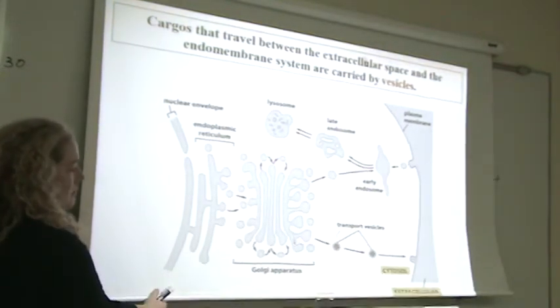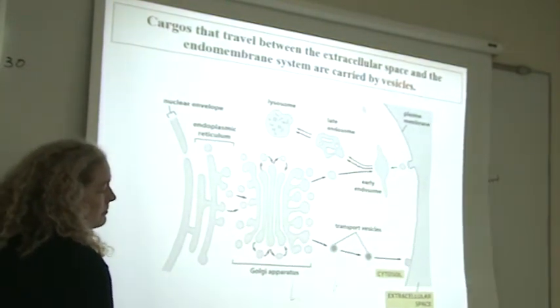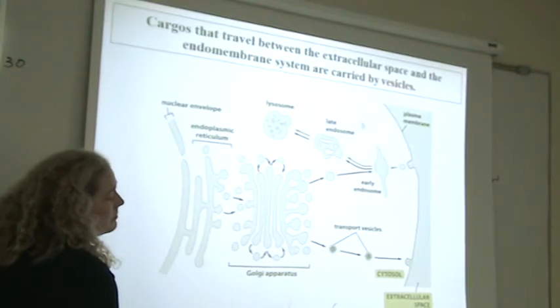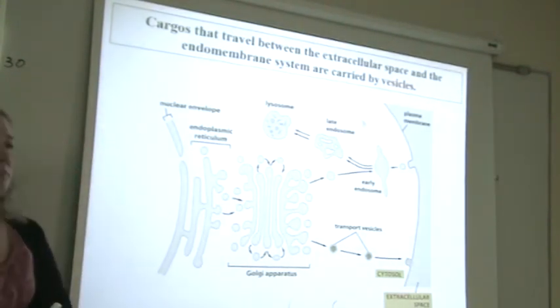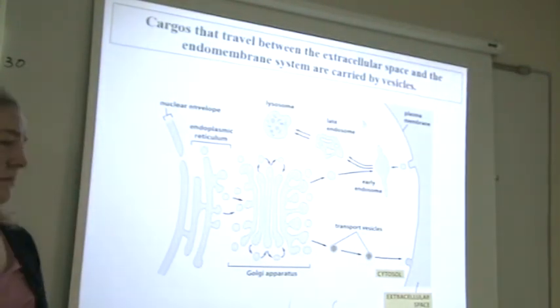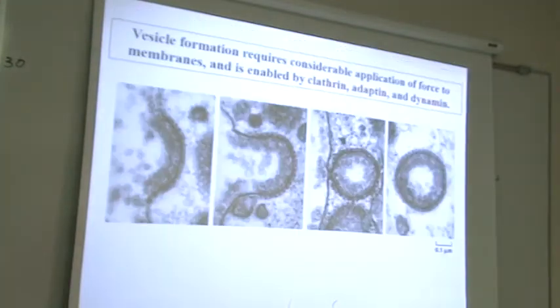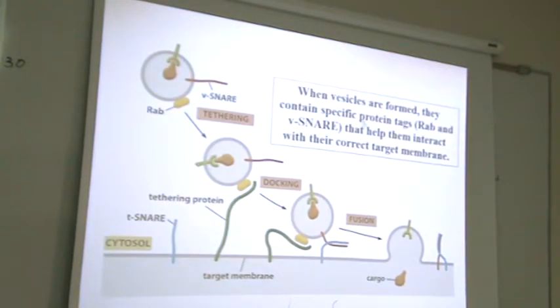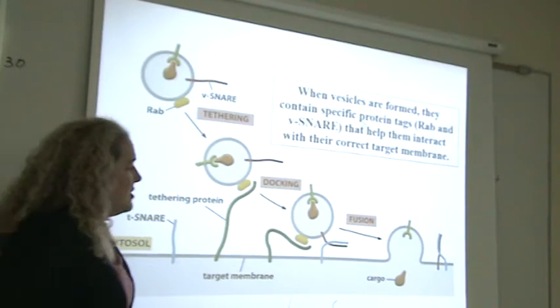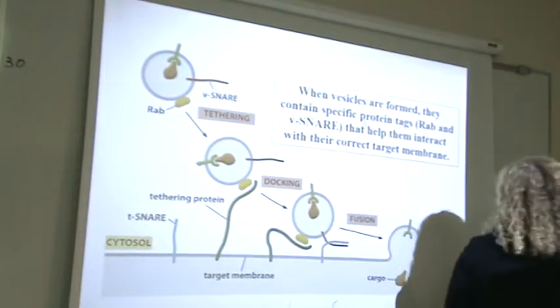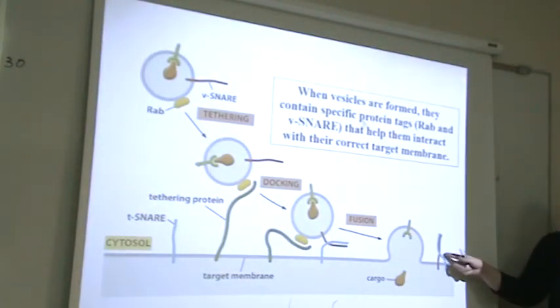I have another question. I don't know how important it is, but when V snare and T snare, you said they become tightly bound. How would it become unbound? Are there proteins that come into that? Question is, once these become tightly bound, how do they get unbound? Because they'd be used again, right? They could be used again.